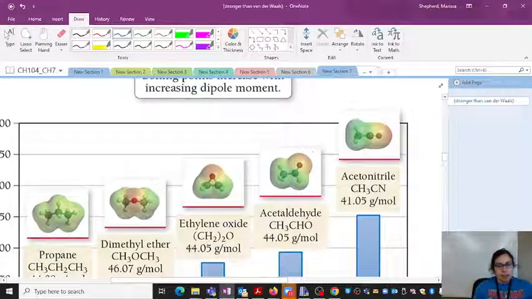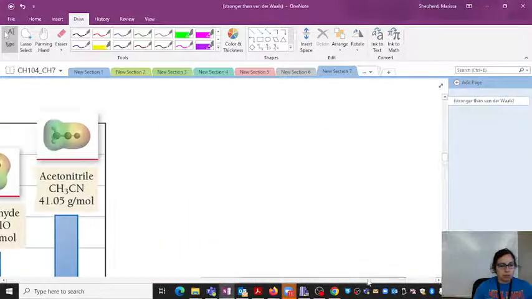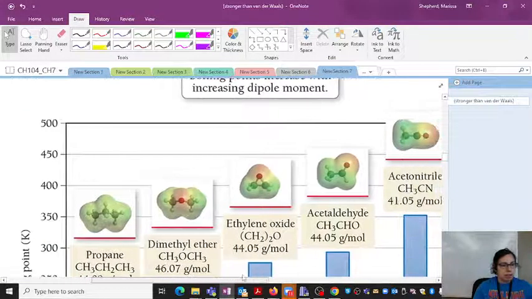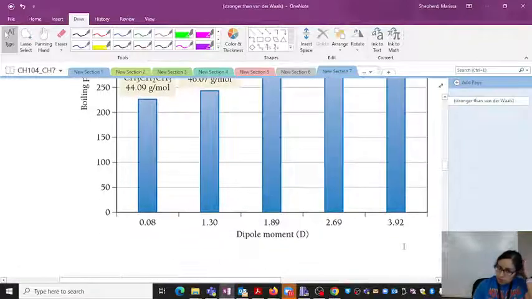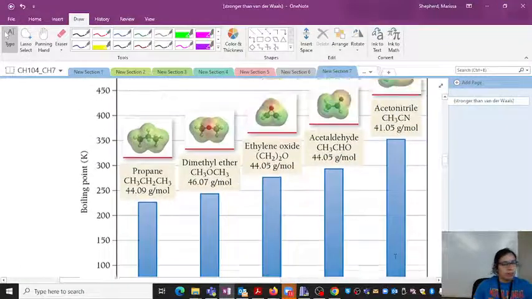And then now we can compare that to acetonitrile. And so now our electron density is over here on the right, partial positive on the left, and this has an even higher boiling point, of now 350 Kelvin. And of course, acetonitrile has the highest dipole moment of about 3.92.